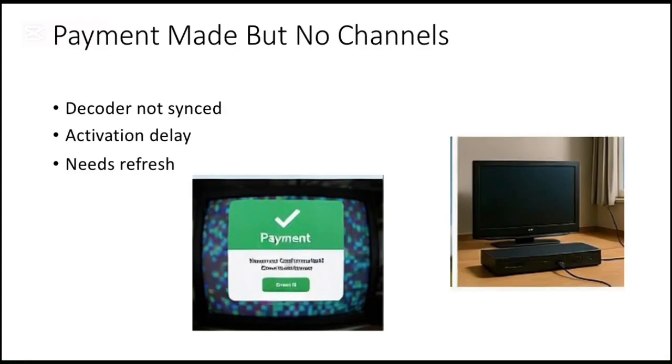Now let's talk about subscription active but channels not showing. This is very common. You make payment, receive confirmation, but channels do not open immediately. This usually happens because the decoder has not yet synchronized with DSTV systems. Sometimes it takes time for activation signals to reach the decoder. Restarting the decoder and waiting helps. Refreshing services also helps. This issue is rarely related to signal strength. It is usually a communication delay.